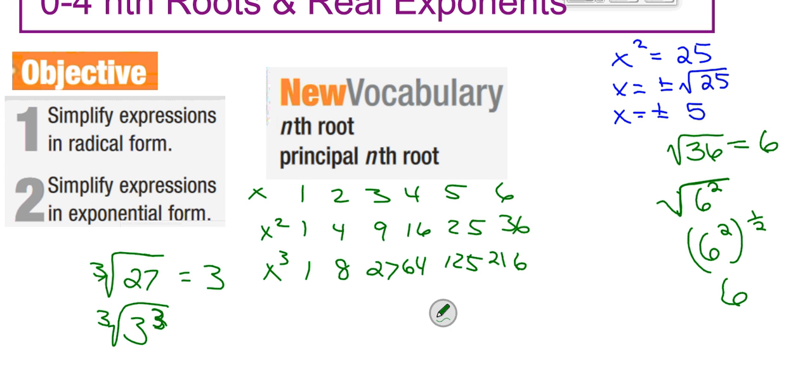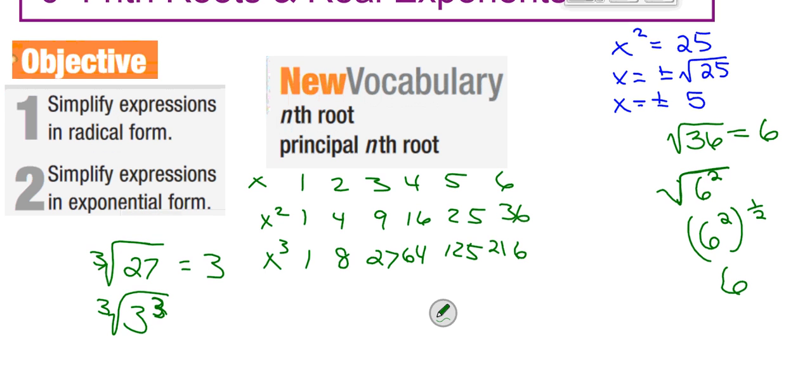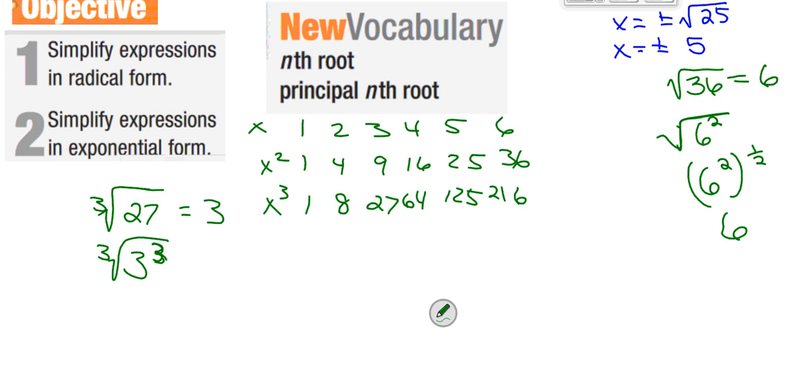And so I have 3 times 3 times 3. This is the cube root. And so that comes out as a 3. There's another thing that we want to be kind of aware of just before we even do this lesson, and that is, what about negatives?